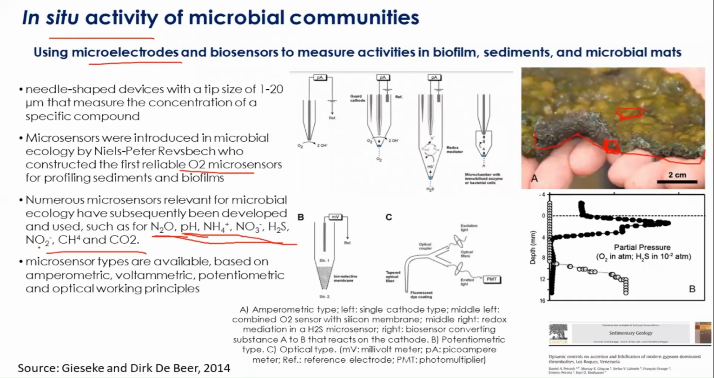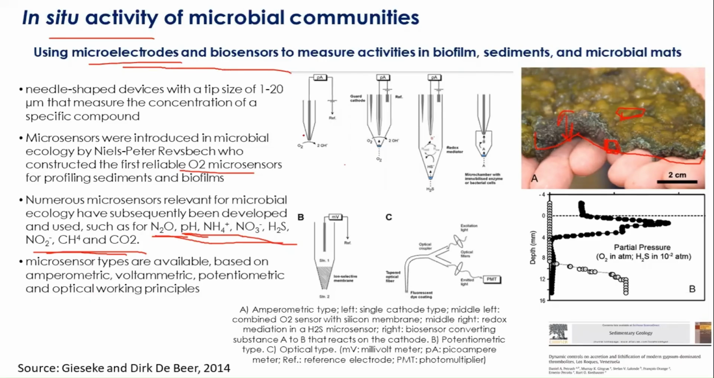For example, all the things I have just mentioned here. And in this example you can see the partial pressure of oxygen across the day and across the depth. So if you do such studies using the micro sensors, that tells you the in situ activity of the microbial communities. Okay, so the first way to do this is by using microelectrodes and biosensors.